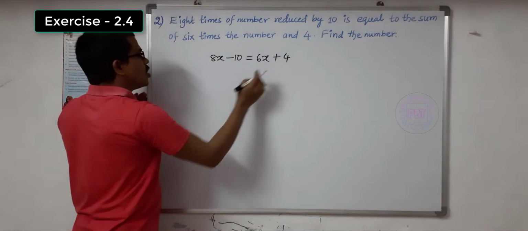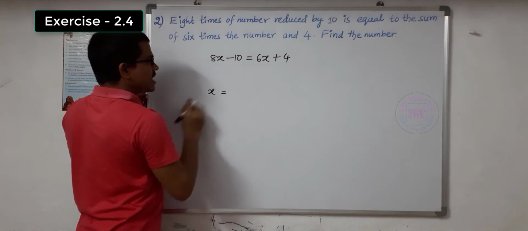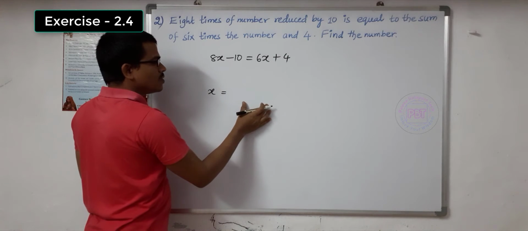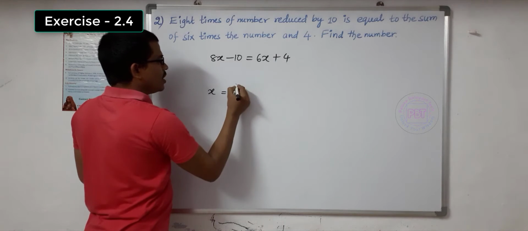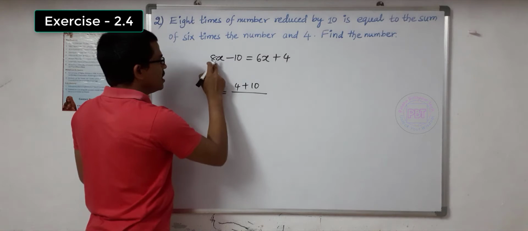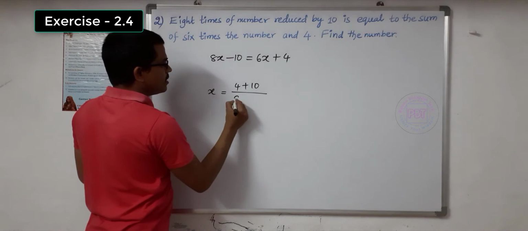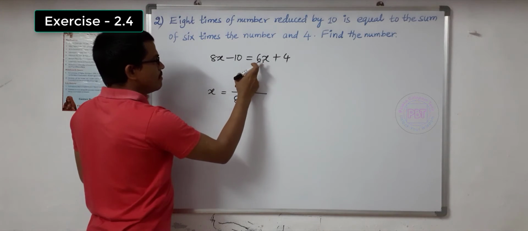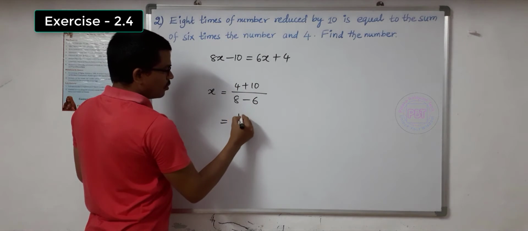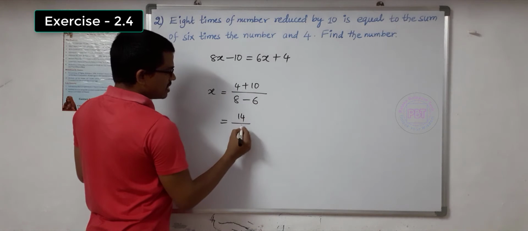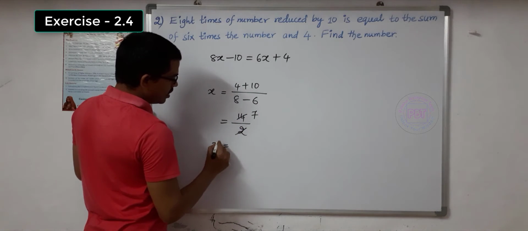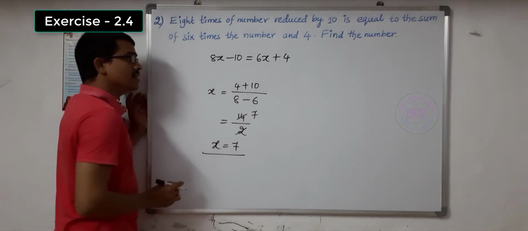Now solve this. X equal to, here the variable is x. In the numerator part constants, in the denominator part coefficients of x. So 4 minus 10 becomes plus 10 by, here the coefficient of x is 8, here the coefficient of x is 6. Plus 6 becomes minus 6. So 10 plus 4 is 14 by 8 minus 6 is 2. 2 1s are 2, 2 7s are 14. Therefore the x value is 7. X is nothing but the required number.